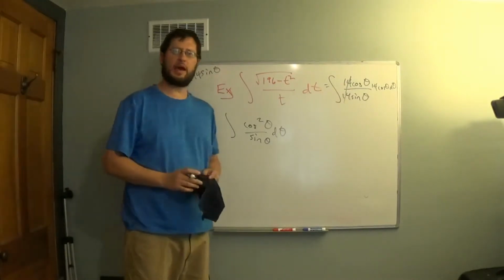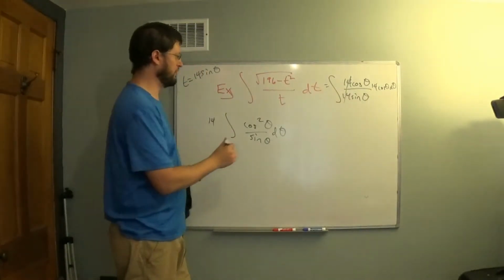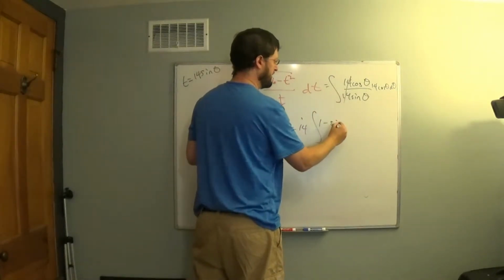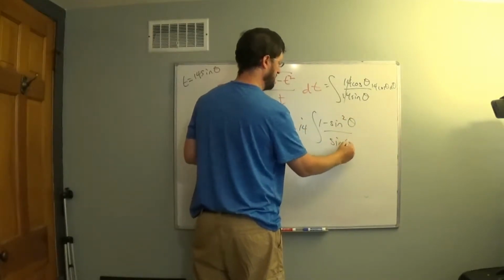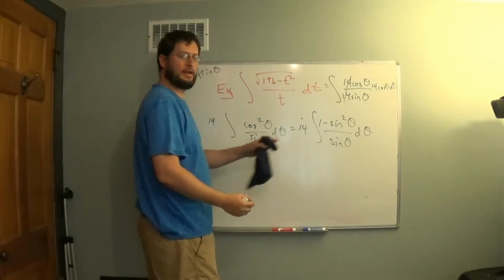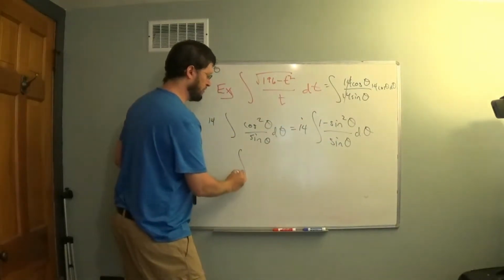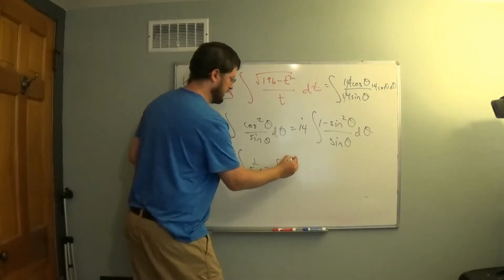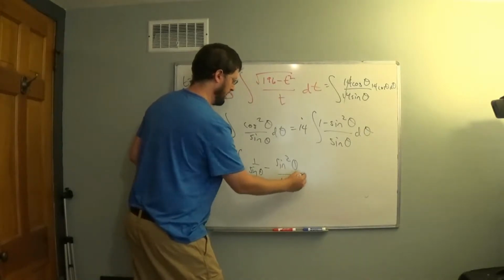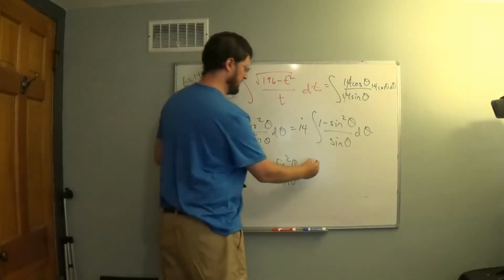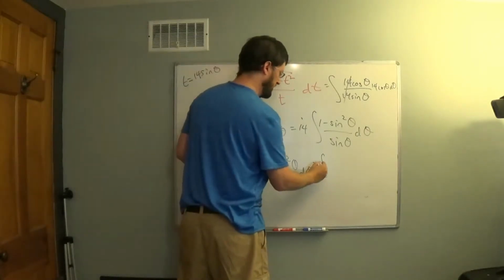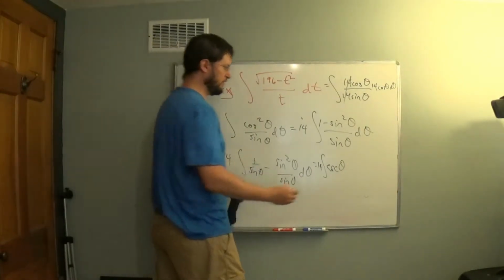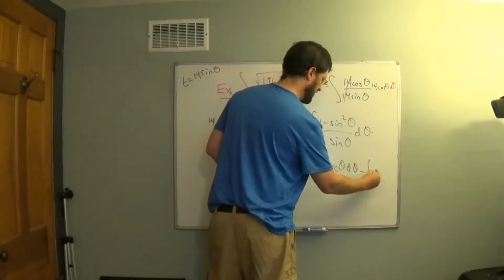And then we need to apply some algebra tricks here to finish this integral. What I'm going to do is turn cosine squared into 1 minus sine squared theta. And then I'm going to divide the sine theta into both parts. And I get 1 over sine theta minus sine squared over sine theta. Which is 14 times cosecant theta, 1 over sine is cosecant, sine squared over sine is sine.